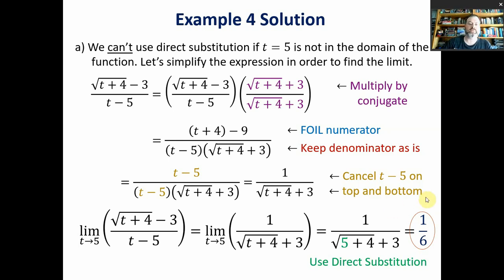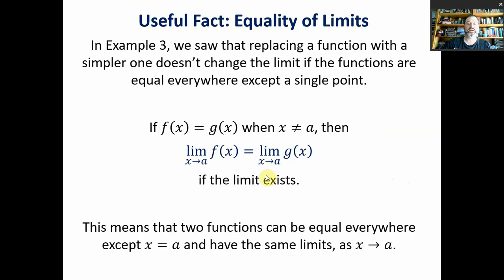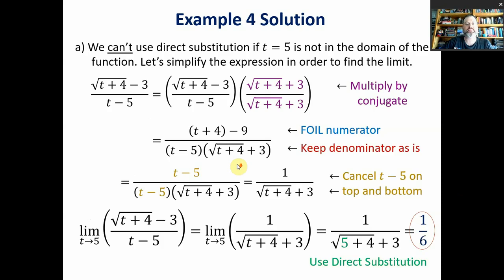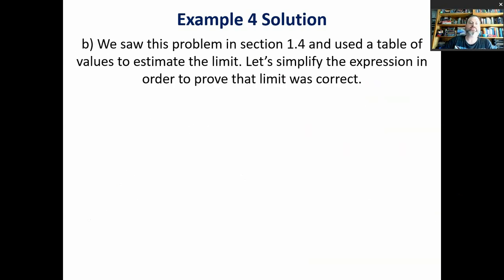All right, so the next one we're going to look at, the next problem, is this one. Again, we want to plug in 5. We can't. Right? You get a 0 in a denominator. So we're going to use the same approach, right? This is actually the same problem we saw in the first video. Well, the first content video, not the tech video. And we used a table of values to estimate the limit. So let's actually prove that this limit is correct using direct substitution.